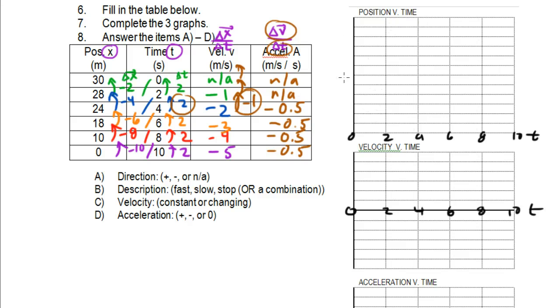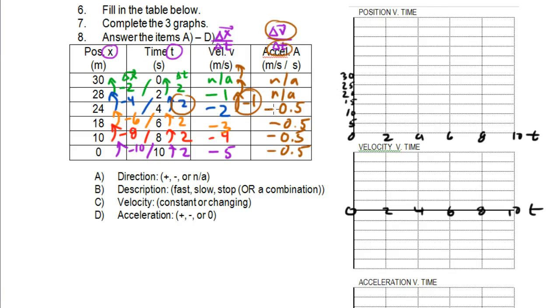So now let's do the position versus time scale. I see I'm going all the way from 0 to 30. How many lines do I have? 1, 2, 3, 4, 5, 6, 7, 8. I got 12. Well, let's just go by 5s. 5, 10, 15, 20, 25, 30. Okay? All right, let's graph.